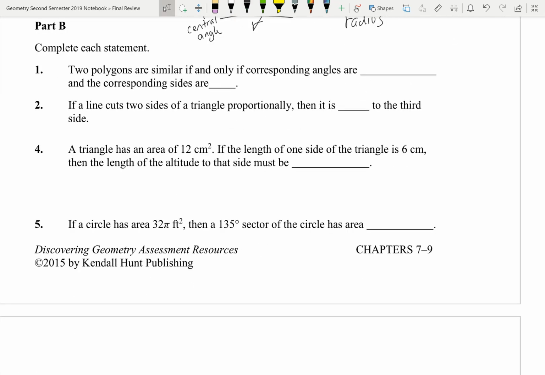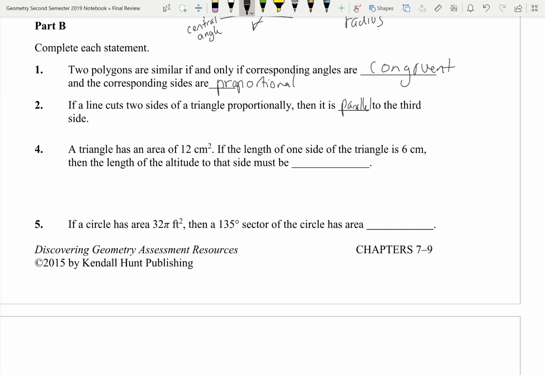So part B, let's see here. Two polygons are similar if and only if corresponding angles are congruent and the corresponding sides are proportional. As we go through these, make sure that you are trying them on your own before getting the answers. It's going to be crucial to your learning. If a line cuts two sides of a triangle proportionally, then it is parallel to the third side. That's a conjecture from chapter 7.